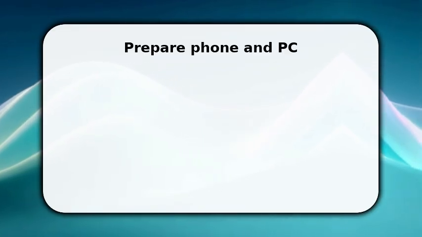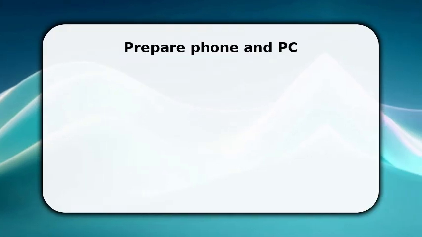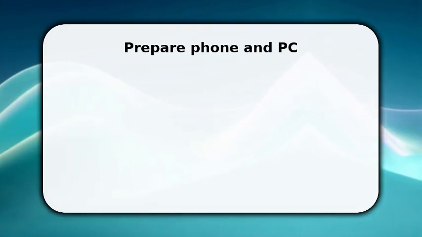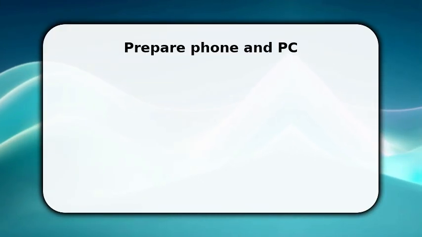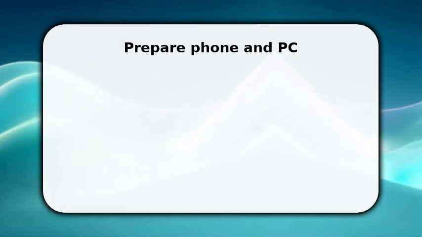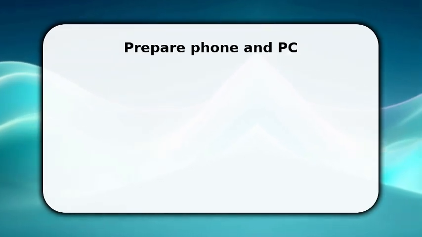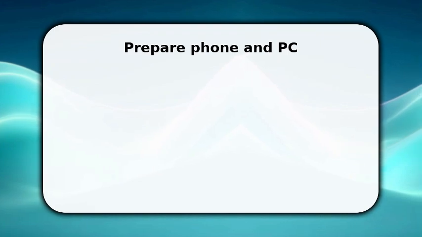On the PC, open Device Manager and confirm drivers are present. Install drivers if missing. Once done, choose the tethering option on the phone so Windows can detect a new network interface and proceed to configure it.